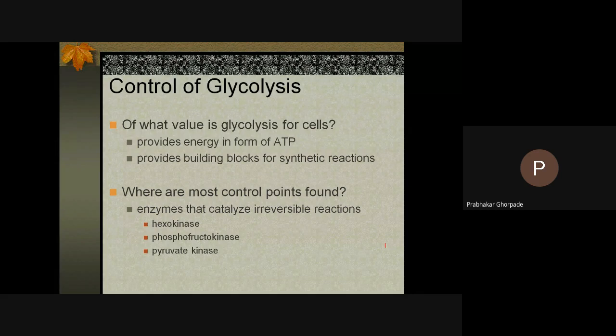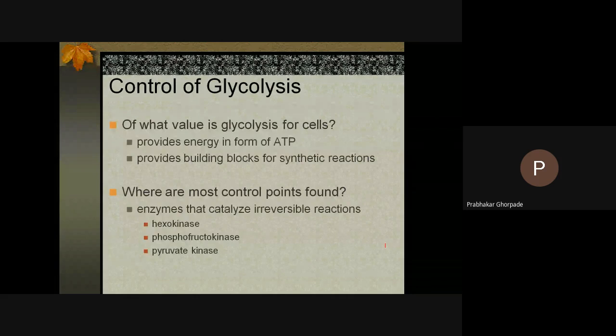It also provides the building blocks for synthetic reactions. For example, pyruvate is converted finally into acetyl coenzyme A. Acetyl coenzyme A helps in the formation of some intermediates of the TCA cycle, and these TCA cycle intermediates can help in the formation of some amino acids, and amino acids can help in the formation of muscle. So it serves as a building block for synthetic reactions.